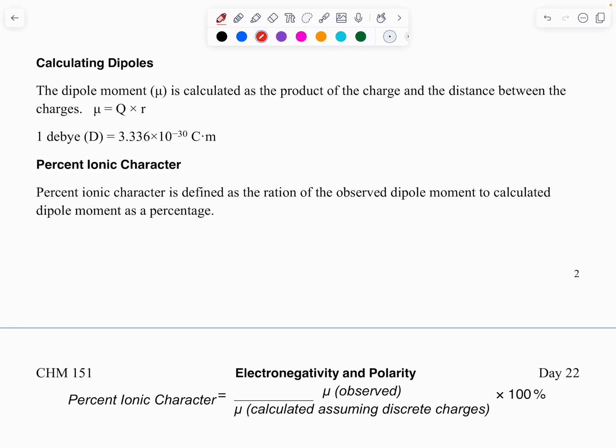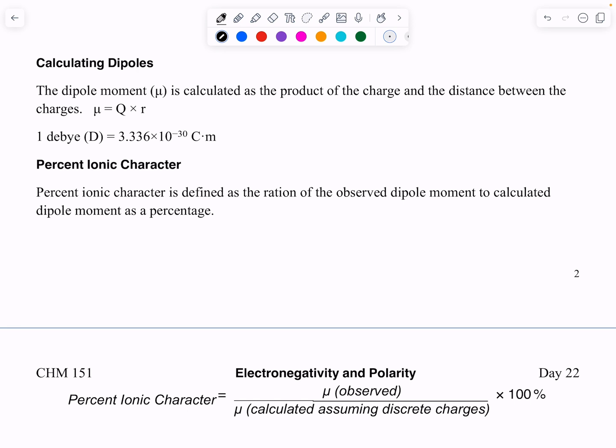There are some worked examples in your book for this, same as for percent ionic character. Your percent ionic character is your observed dipole moment over the calculated dipole moment times 100%, because the observed is not always the same as calculated. So that's calculating dipole moments and percent ionic character.